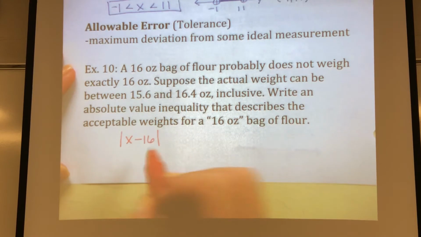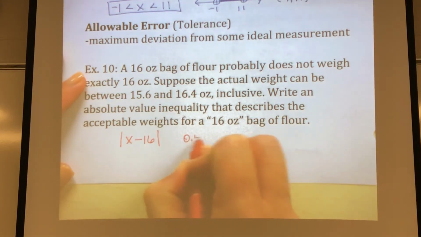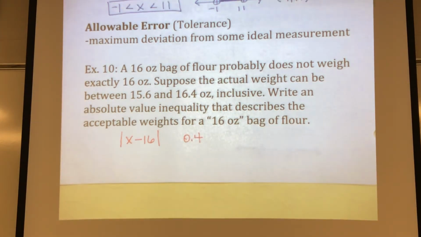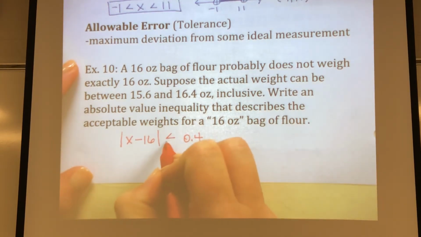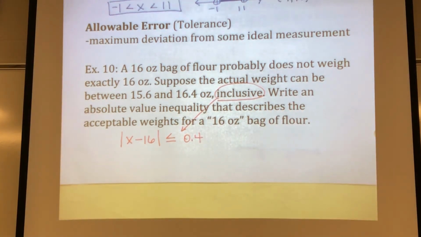This number here is always that middle number on that number line. And then it looks like, based on these two numbers, that it's allowing us to differ by 4/10. So we know that that variance is 4/10 away. Now, if you think about the graphing that we just did, do we want all of those weight measurements to be inside or outside of that 4/10? Well, we want them to be inside. So there would be a less than or equal to because it's inclusive. So inclusive means that it's equal to.